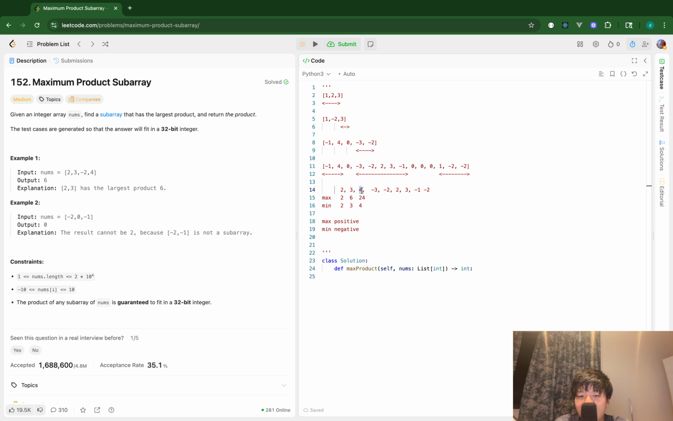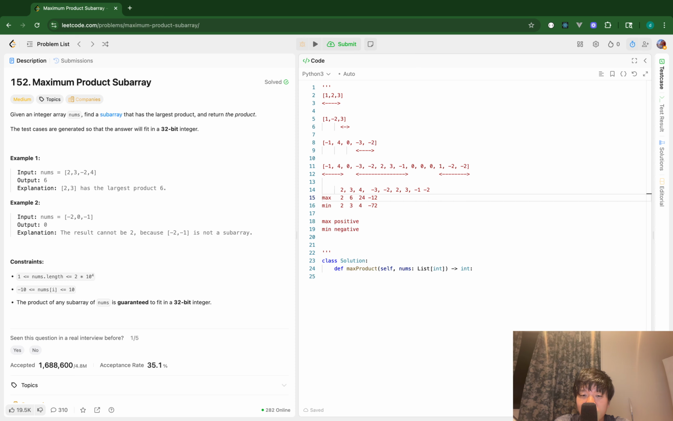So I'm thinking of the array which ends at this number. Then when it comes to negative 3, I multiply it by 24 and I get negative 72, which is the smallest number. Then I multiply 4 times negative 3, and I get negative 12, which is the largest number which ends with negative 3.